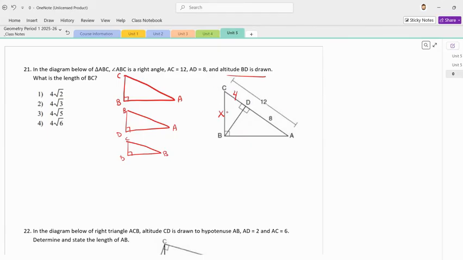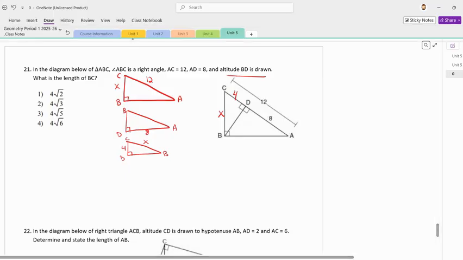And so we can start labeling. In the really big triangle, I have a hypotenuse of 12, and I have a short leg of X. In the medium-sized triangle, I only have a long leg of 8. And in the small triangle, I have a short leg of 4, and the hypotenuse across from the right angle is X. And so now, when I put these together, we should hopefully see that I can use 12.